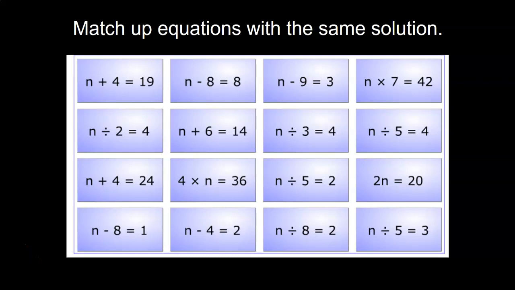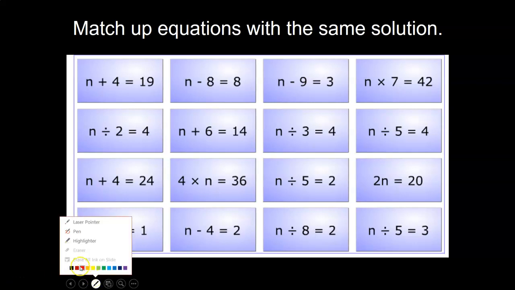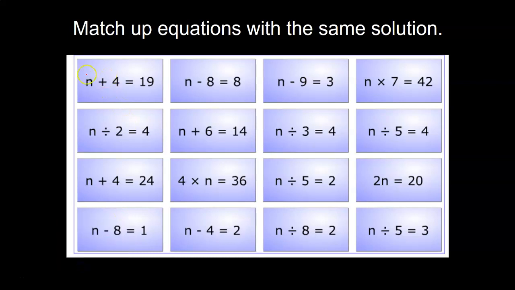Hello Year 8, so we're going to have a look at which equations have the same solution. I think the easiest way to do this is just to solve each of the equations and then match them up at the end. So n plus 4 equals 19. The inverse of add 4 is subtract 4, so our solution is n equals 15.